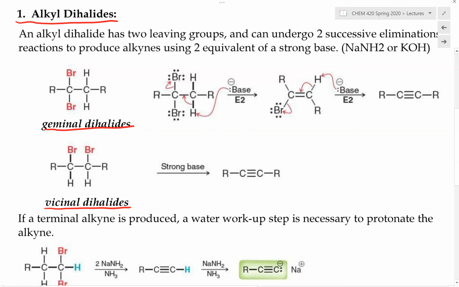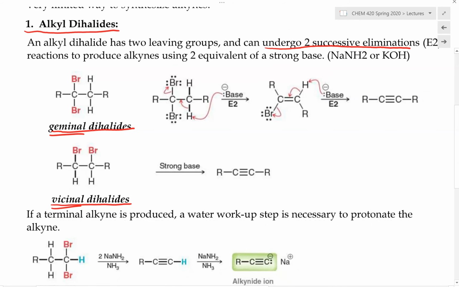If the two halogens are now on carbon 1 and the other halide is on a different carbon, let's say carbon 3 or 4, then that would not be sufficient for us to make the alkyne. So again, please remember that our dihalide has to be either geminal or vicinal in order for this to work. And once we have this dihalide ready, we know that these halides are good leaving groups. So essentially, we can do elimination reactions on them. We can do 2 successive eliminations to produce the alkyne by using 2 equivalents of a strong base.